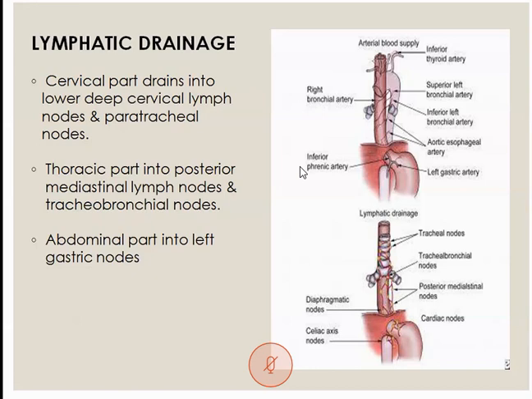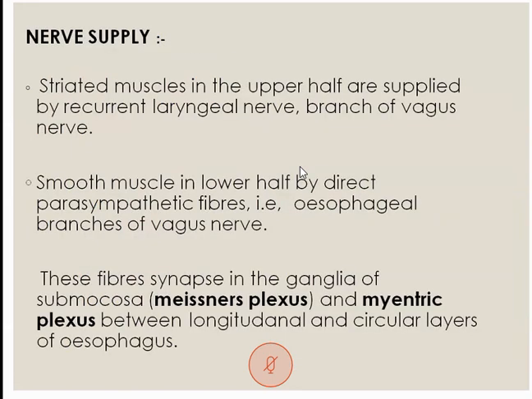These are the left gastric nodes, where you will see particularly the abdominal part. Whenever there is a disease, they drain into the left gastric nodes. What is the nerve supply of this? The striated muscles in the upper half of the esophagus are supplied by a motor nerve, the recurrent laryngeal nerve, a branch of the vagus nerve.